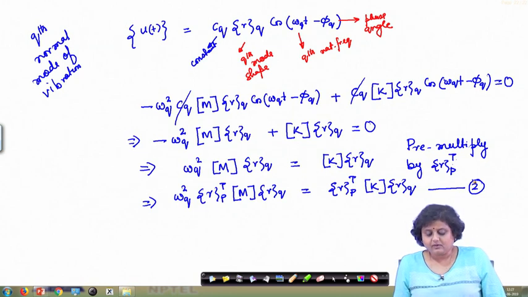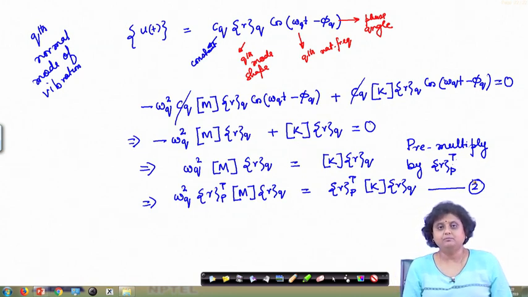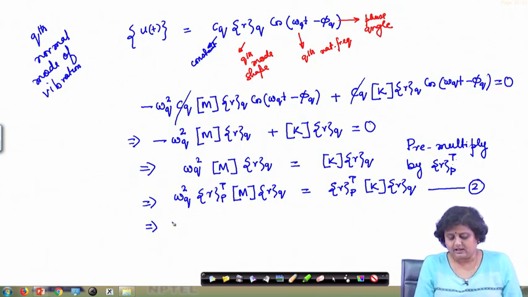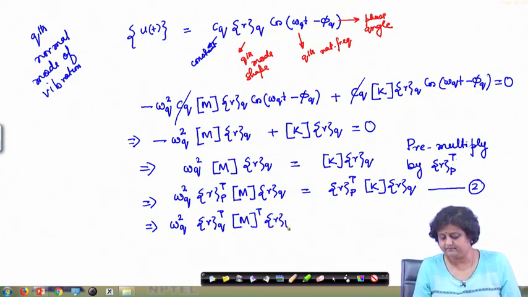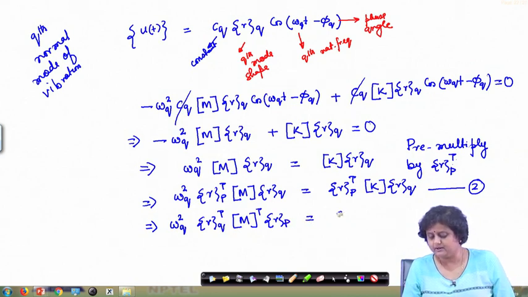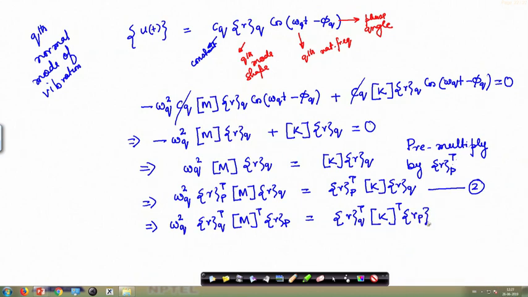Now, if I take transpose on both sides of equation 2, what am I going to get? I am going to get omega q square r q transpose m transpose into r p is going to be r q transpose into k transpose into r p. So, let me call this as equation 3.